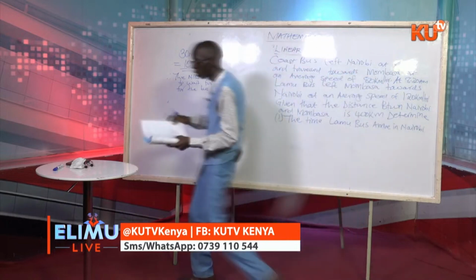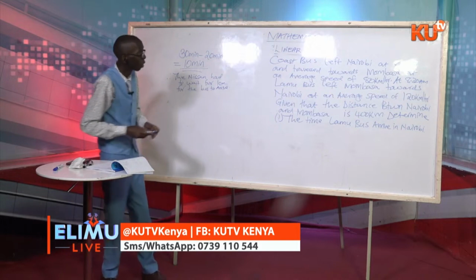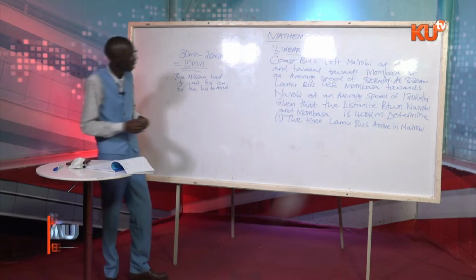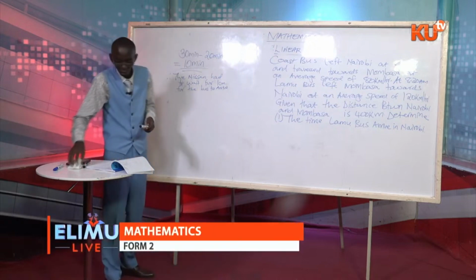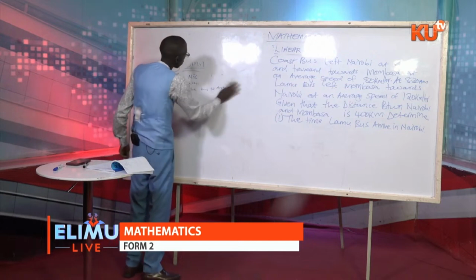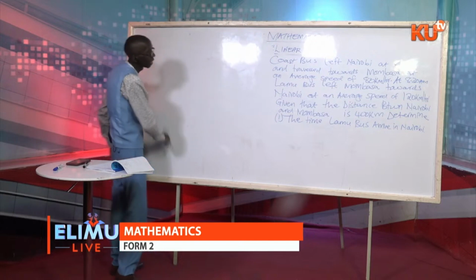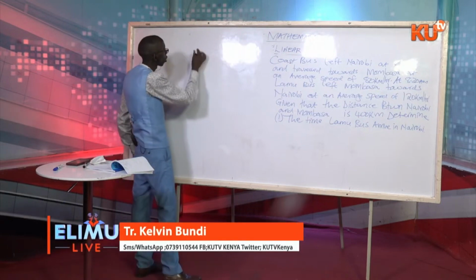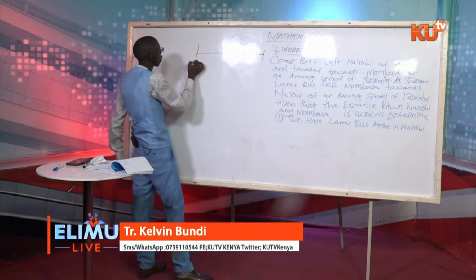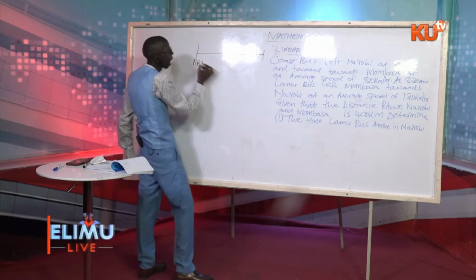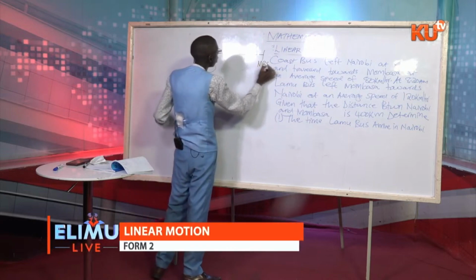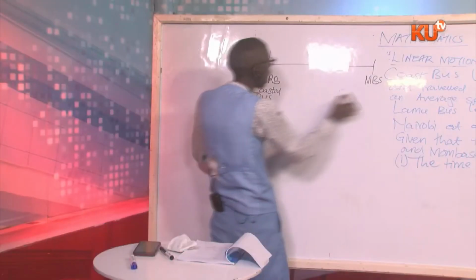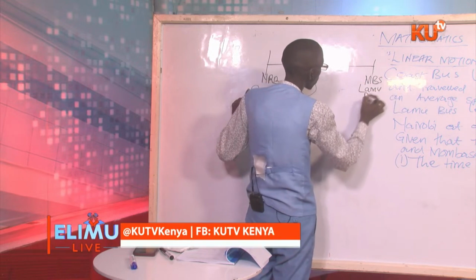So that we can see whether time allows, we'll first do Roman 1, and then if time allows, we'll do the other Romans. We have said that the coastal bus left Nairobi at 8 a.m. So we have Nairobi and Mombasa, we have the coastal bus, and we have the Lamu bus.